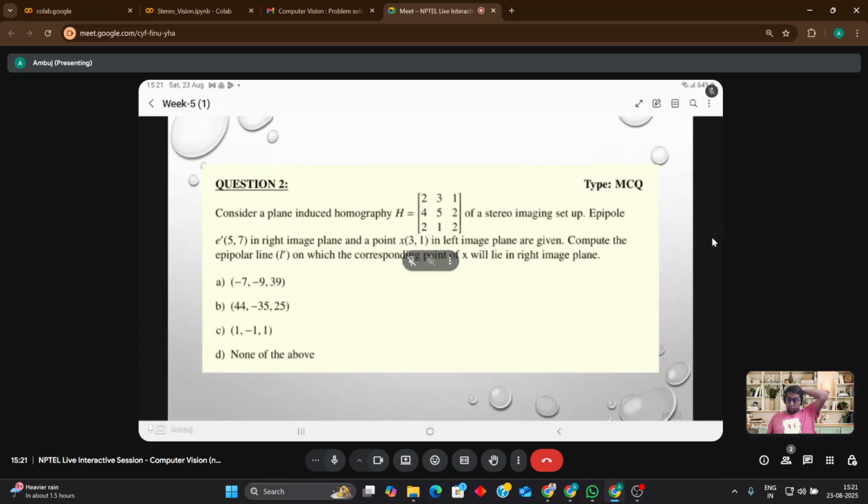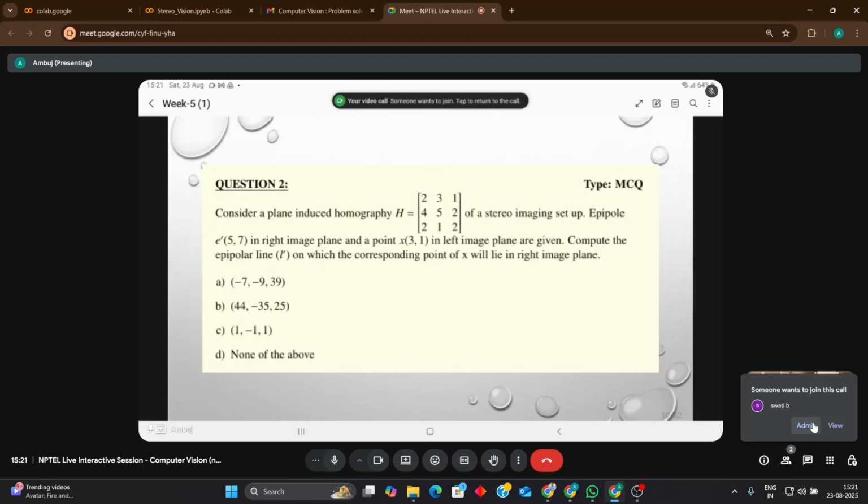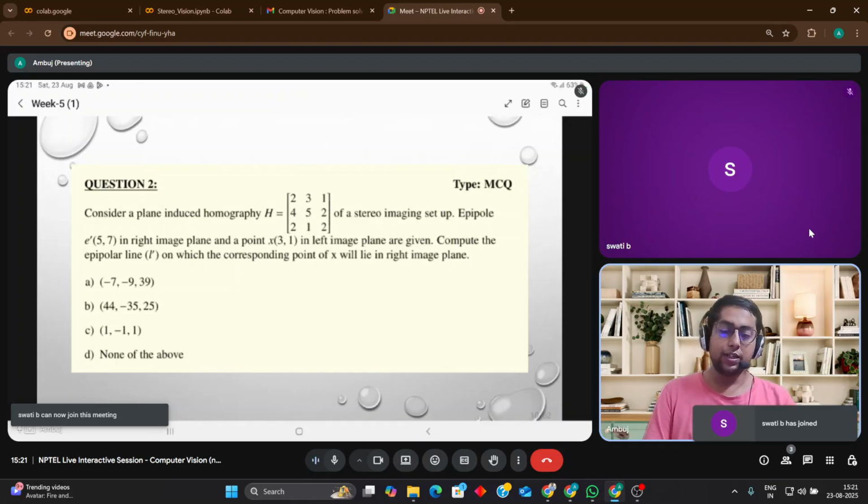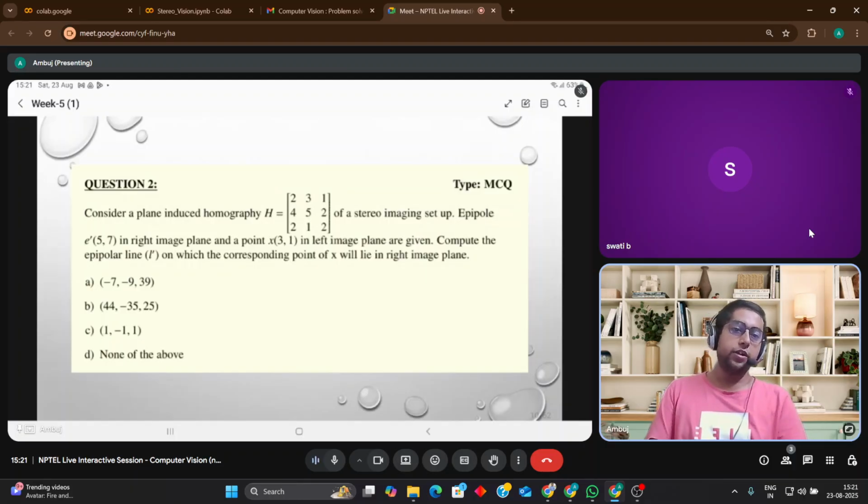So, the plane-induced homography H of a stereo imaging setup has been given. The epipole E dash, 5 comma 7, in the right image plane and the point x, 3 comma 1, in the left image plane have been given. You just have to compute the epipolar line L dash on which the corresponding point of x will lie in the right image plane. I hope that you have noted down the homography matrix H. Now we will see things in detail.